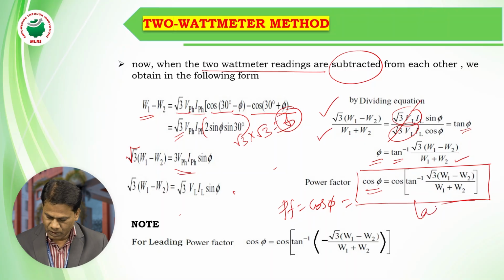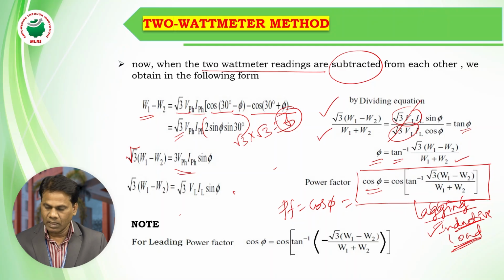So this is derived by considering lagging power factor loads, that is inductive loads. For lagging power factor loads, that is inductive loads, the power factor can be calculated like this: cos of tan inverse root 3 times W1 minus W2 by W1 plus W2.